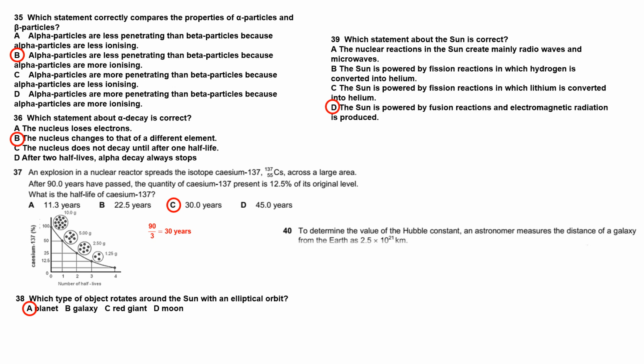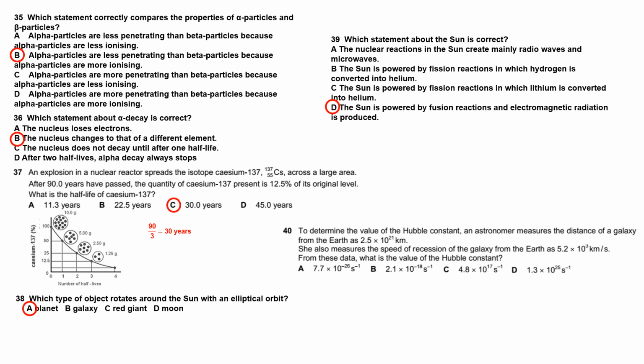Question 40. To determine the value of the Hubble constant, an astronomer measures the distance of a galaxy from the Earth as 2.5 times 10 to the power of minus 21 kilometers. She also measures the speed of the recession of the galaxy from the Earth as 5.2 times 10 to the power of 3 kilometers per second. From these data, what is the value of the Hubble constant?